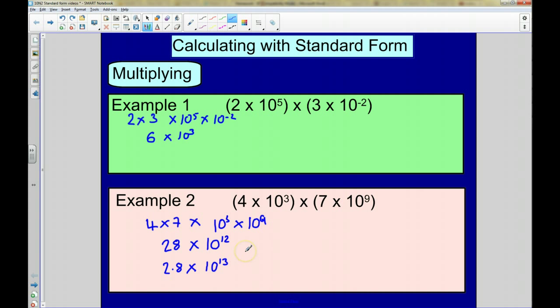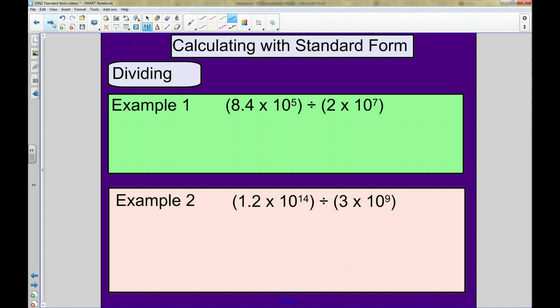Okay, so it's worth highlighting here that the value of 28 times 10 to the power of 12 and the value of 2.8 times 10 to the power of 13 is exactly the same. However, this here now is written in standard form. Okay, we're now going to have a look at some examples of division.